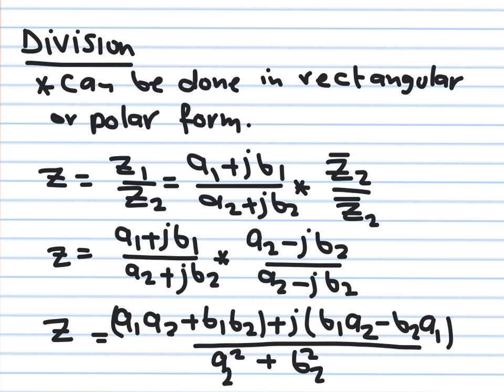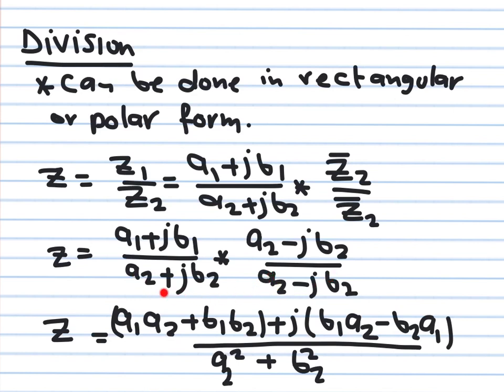When you divide two complex numbers, you can do it using rectangular form or polar form. In rectangular form, you write Z1 over Z2. This is Z1, a1 plus jb1. This is Z2, a2 plus jb2. The trick is that you multiply by the conjugate of the denominator in the numerator and denominator. So I'm going to multiply both by a2 minus jb2. You can see this is the conjugate of this one. And as a result, the denominator becomes purely real.